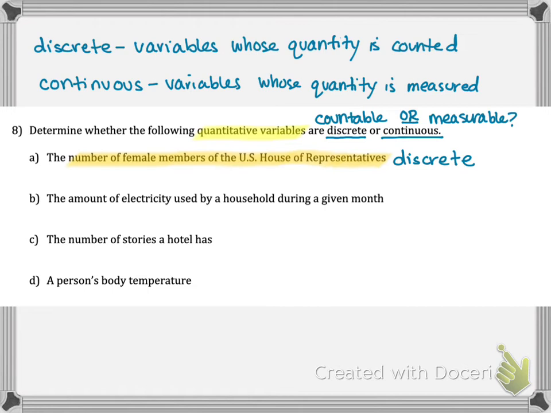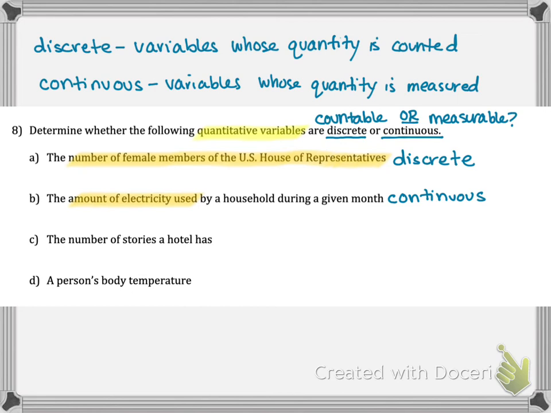Okay, part B says the amount of electricity used by a household during a given month. Is this something that we count, or is this measurable and therefore fluctuates within that given month, but we use some kind of tool to measure it? I would argue that it is measured. There is a gauge inside your home that's measuring your use of electricity. So if it's measurable, we would say that the variable is continuous.